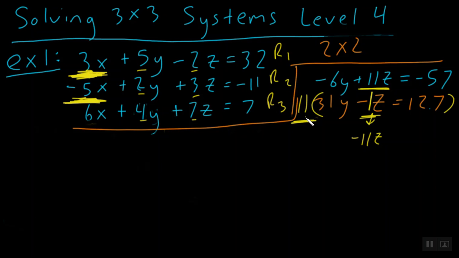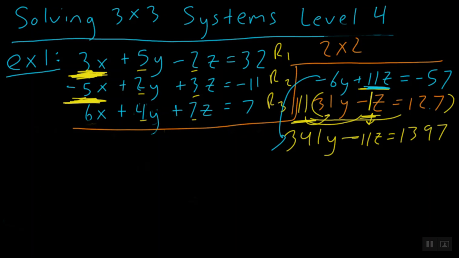And let's go ahead and distribute this. 11 times 31, I want you to use your calculator. Okay, we'll do 11 times 31. That's going to be 341, 341y. I know that 11 times -1 is -11z. And here we have a big number. Use your calculator. 11 times 127 is going to be 1397. Okay, crazy numbers. Now, I did that so I could cancel out this positive 11 here from this very first equation. So let me bring that one down.